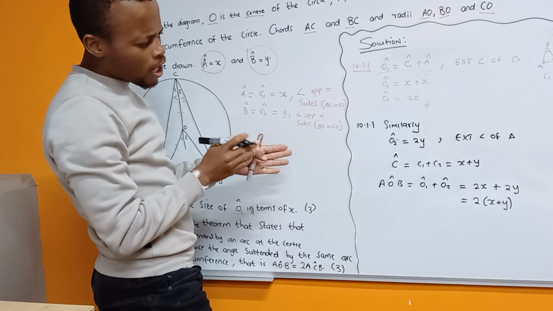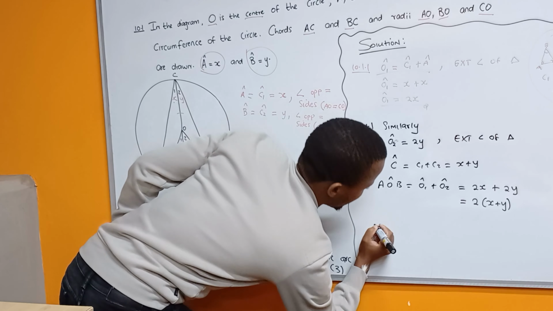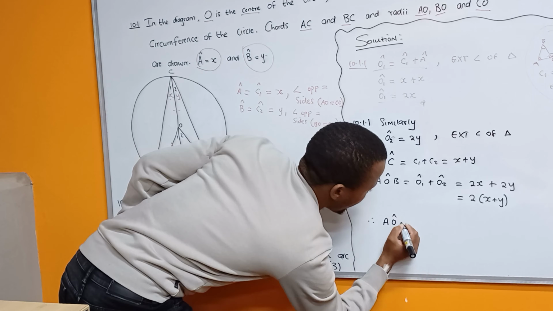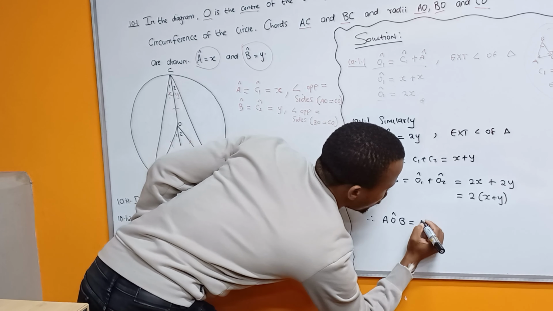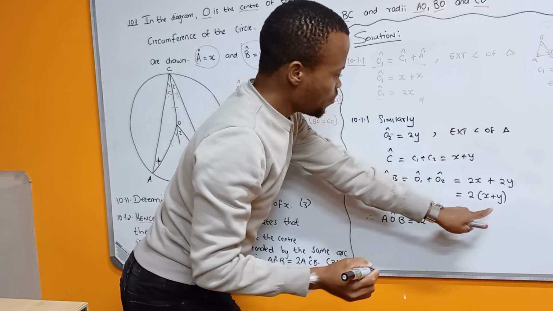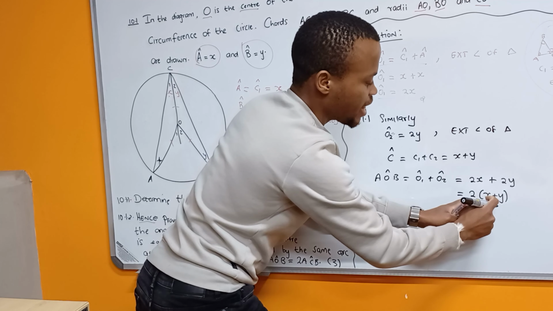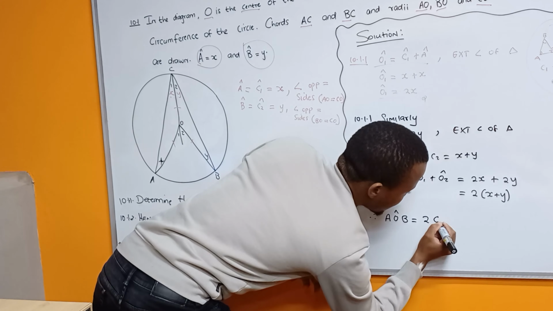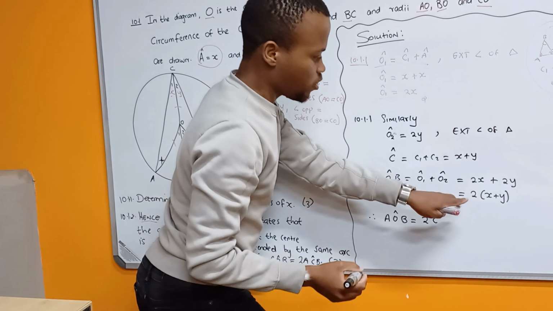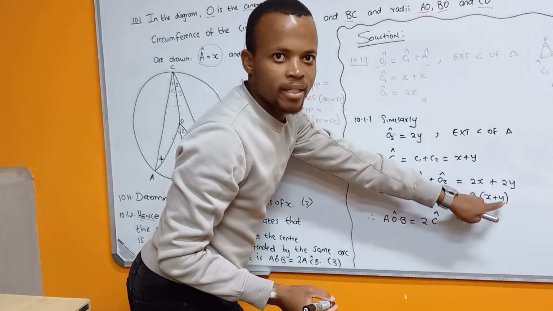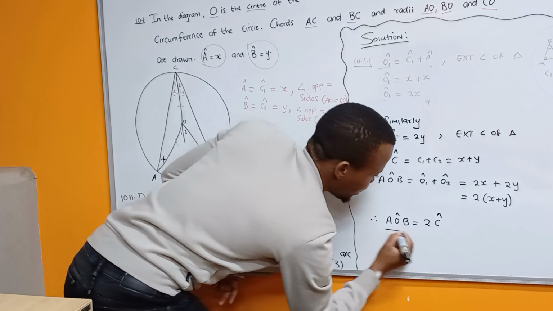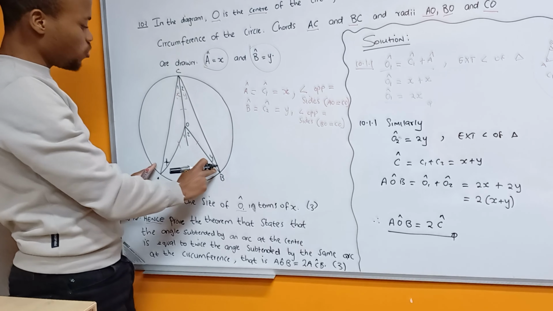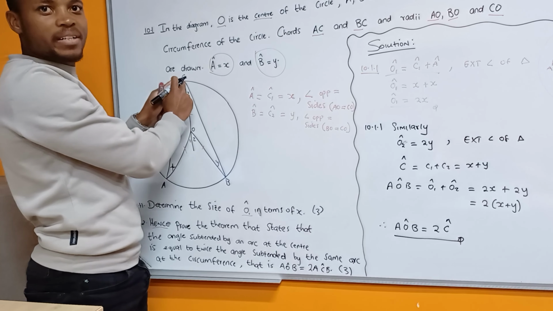If you look carefully here, therefore angle AOB is equal to 2 times, you see, x plus y is equal to what? It is equal to C. So it's 2 times angle C, because angle C is equal to x plus y. So we did manage to prove that an angle at the center is 2 times an angle at the circumference.